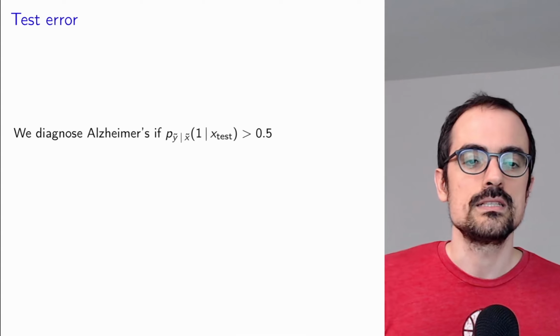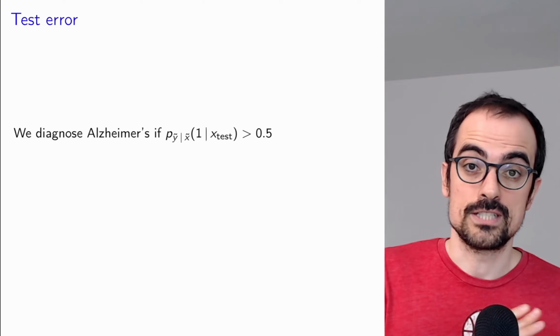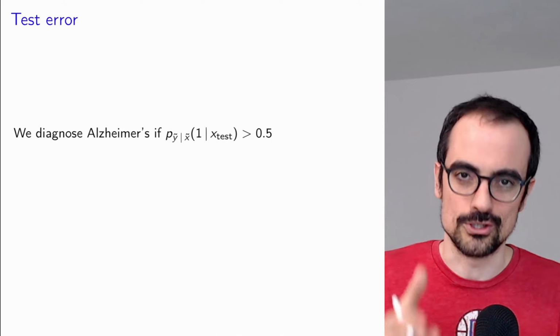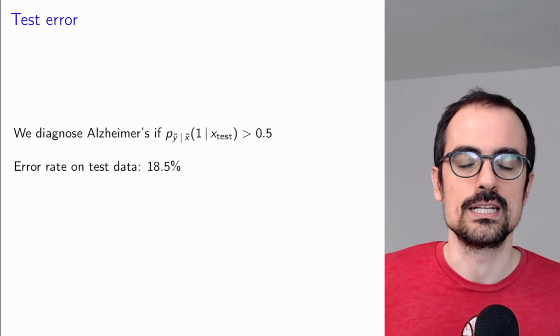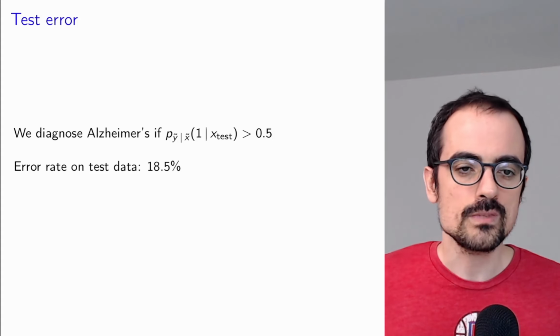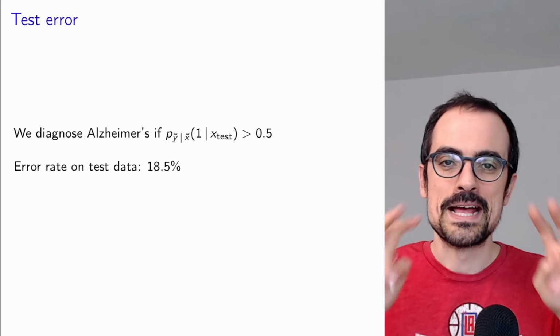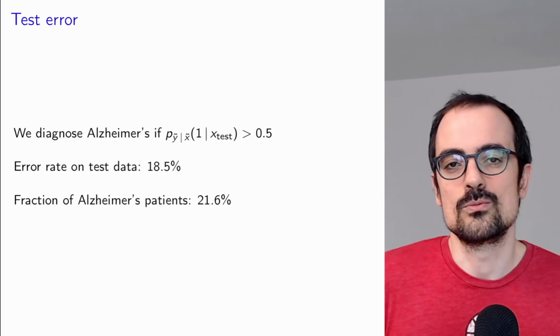What we find is that if we again diagnose when the probability of Alzheimer's is above 0.5, not a great idea in practice, but we're going to go with it. And again, there's going to be a video on evaluating classification models that you can take a look at. Here, the error rate is 18.5%. So it seems that our model is working better. But when we compare to the baseline, actually the model is working in a very similar way.